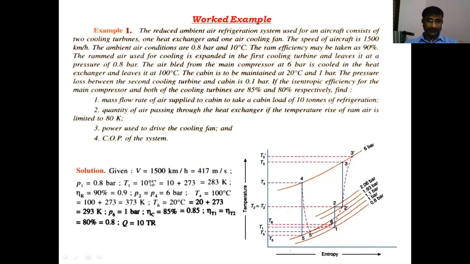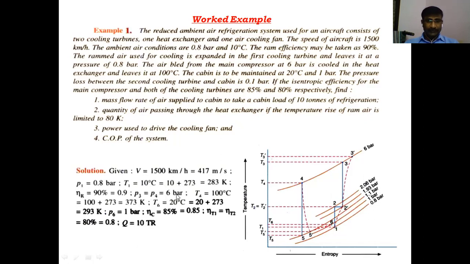This is the given data. V equal to 1500 kilometers per hour. If we convert into meters per second, it is 417 meters per second. This is the velocity of the aircraft, or the velocity of air with which the air is entering the aircraft. Both are the same, relatively 417 meters per second. These are the ambient conditions, P1 and T1, and the ram efficiency is 90%.